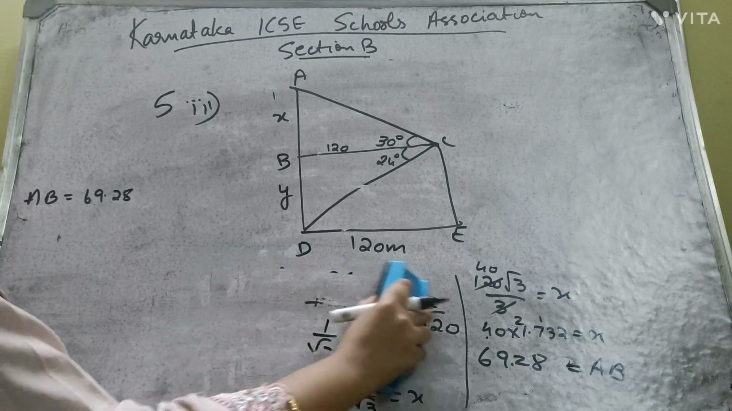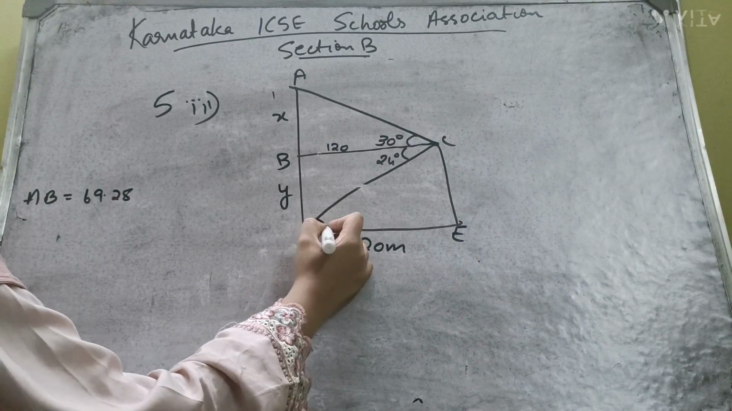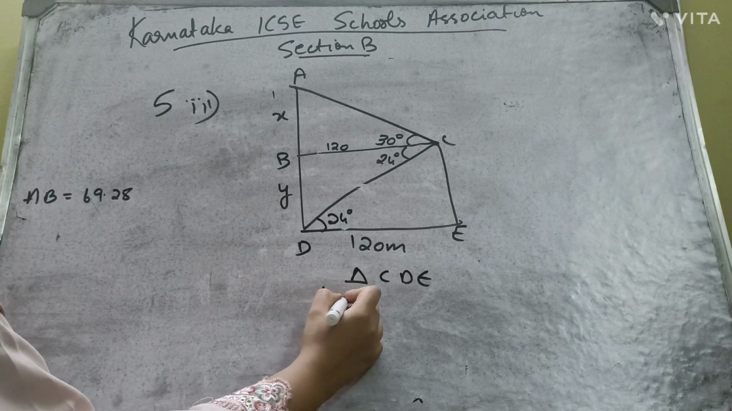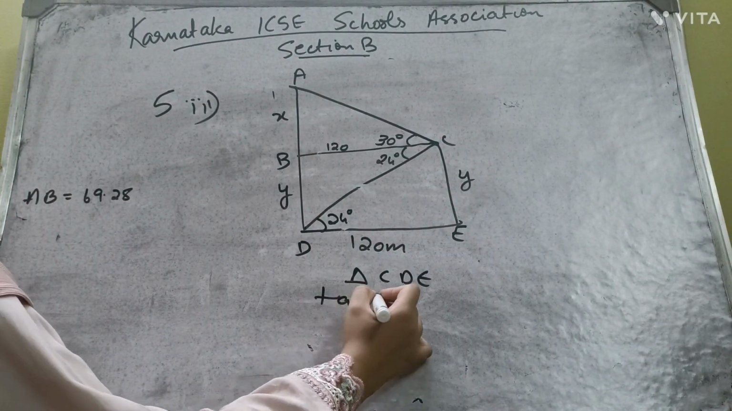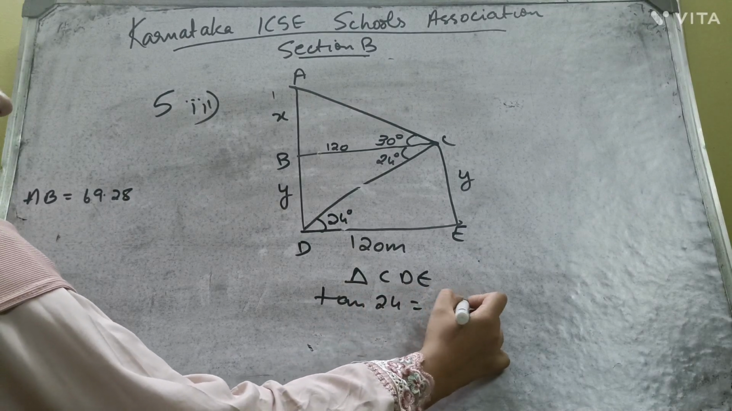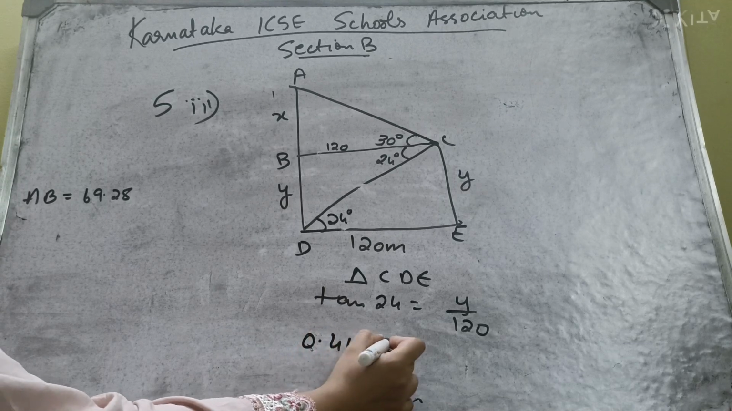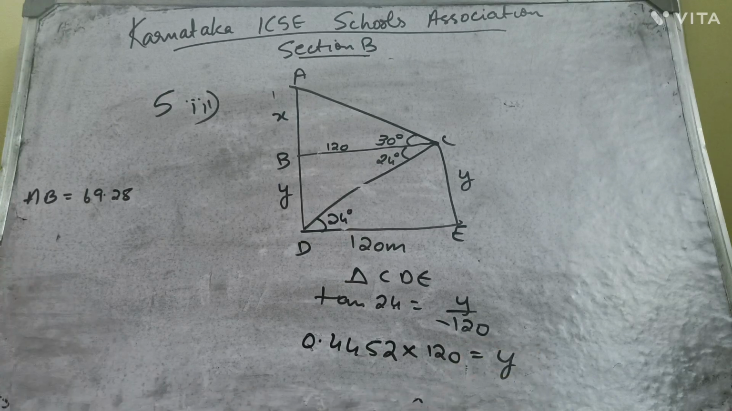Now for the other triangle, which is triangle CDE. This is also 24 degrees. So considering triangle CDE, if this BD is y, CE is also going to be y. Tan 24 is equal to y by 120. Tan 24, you will refer to the tan table which will be provided to you, and the value is 0.4452. Multiply this 120 with this, is equal to y.